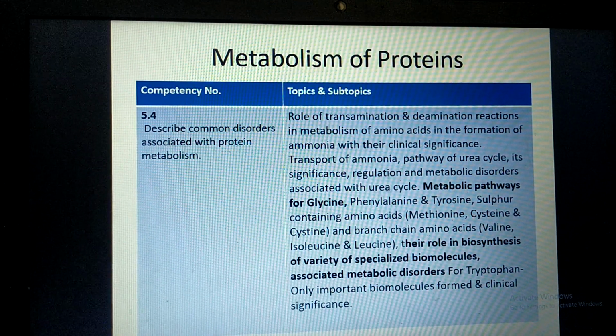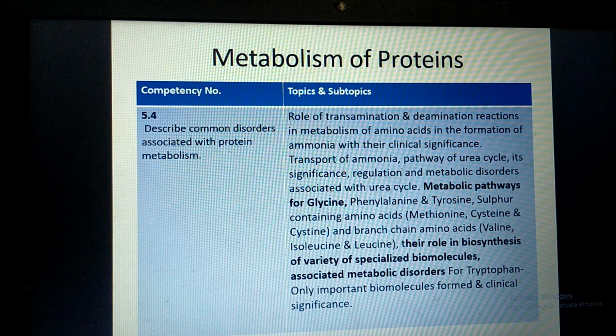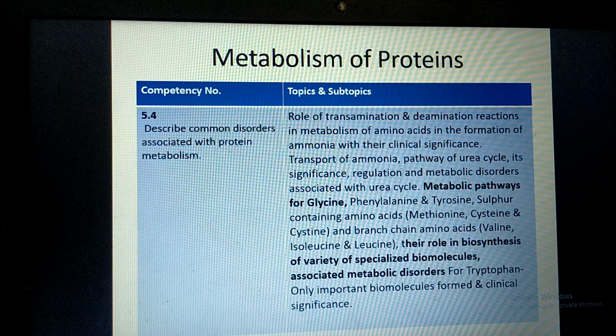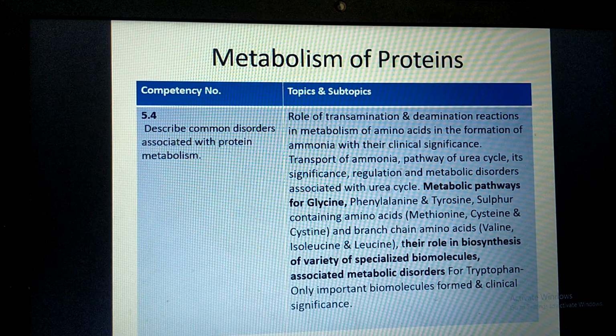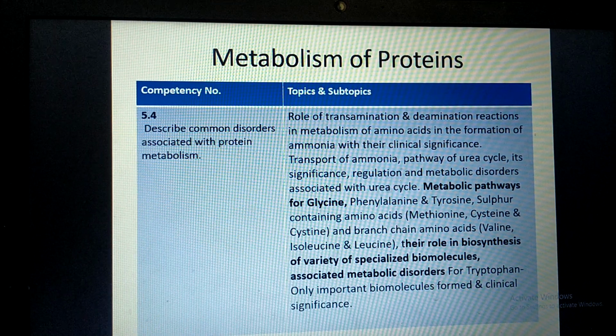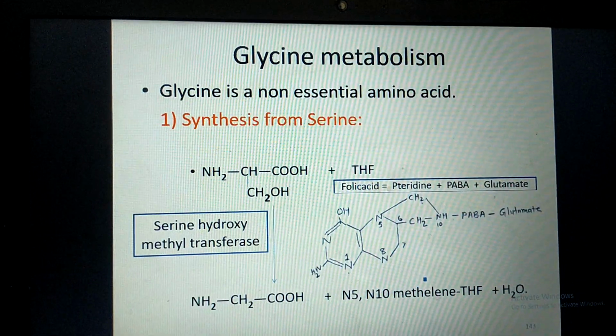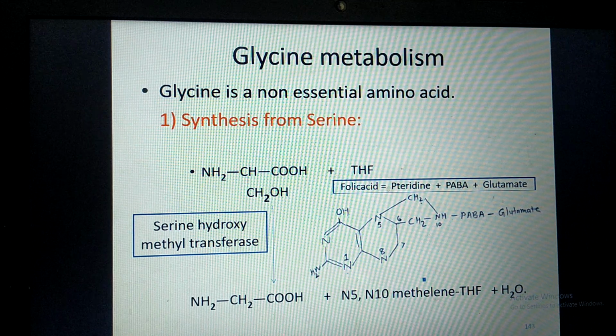Good morning, students. We will continue the topic protein metabolism, subtopic metabolic pathways of glycine, where we are seeing the synthesis and catabolism of glycine. Along with this, we are also studying the role of glycine in biosynthesis of various specialized biomolecules and disease associated with glycine metabolism. So first is synthesis of glycine.